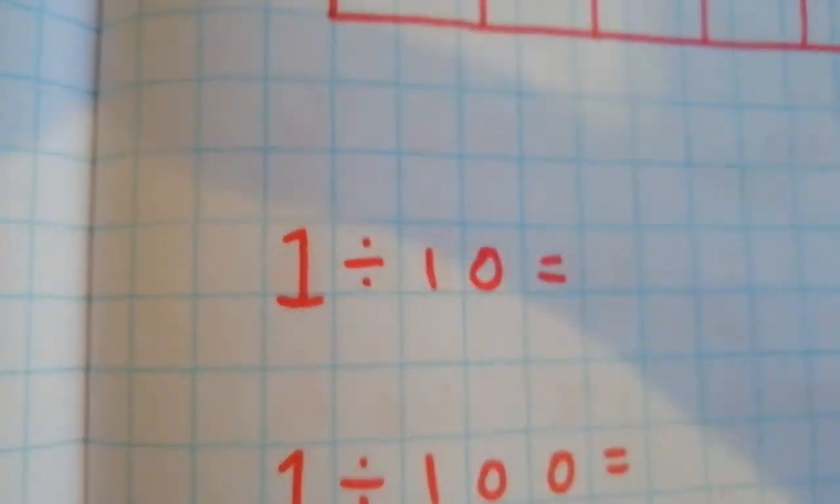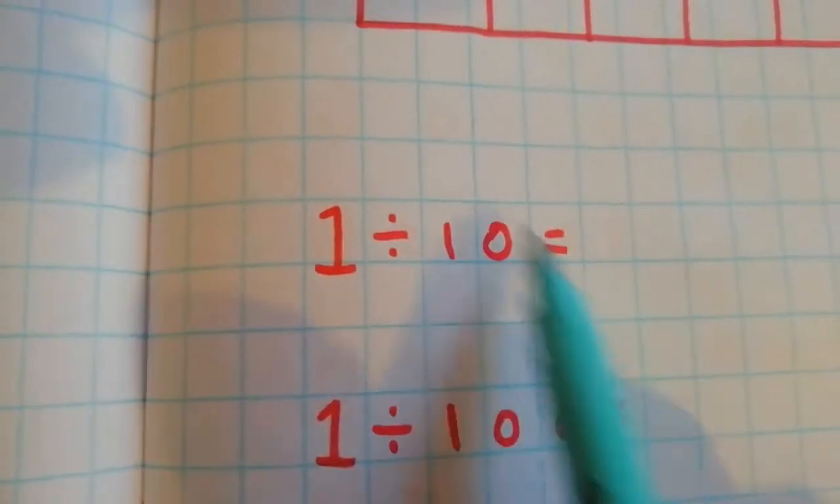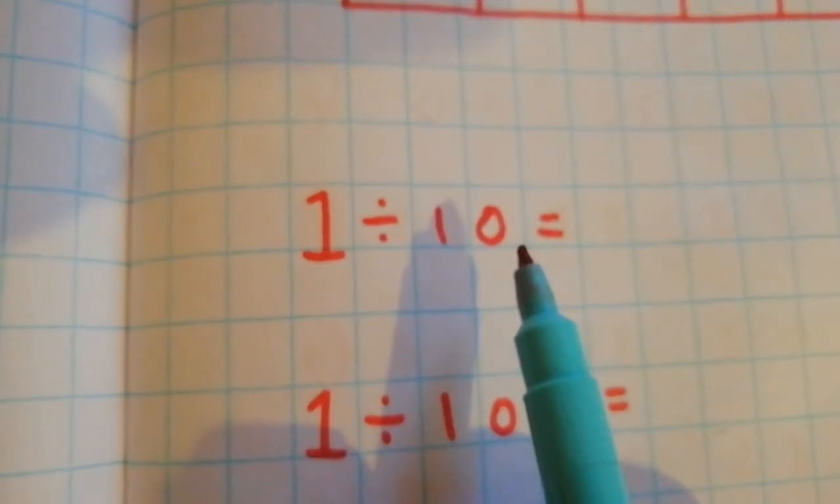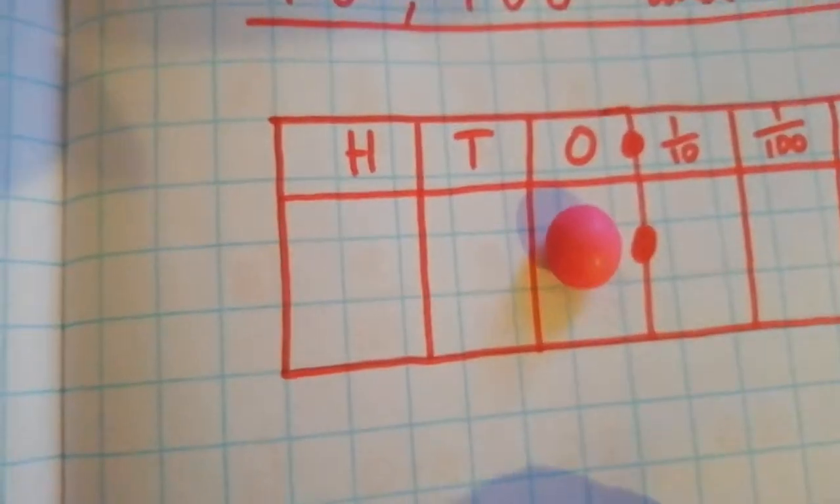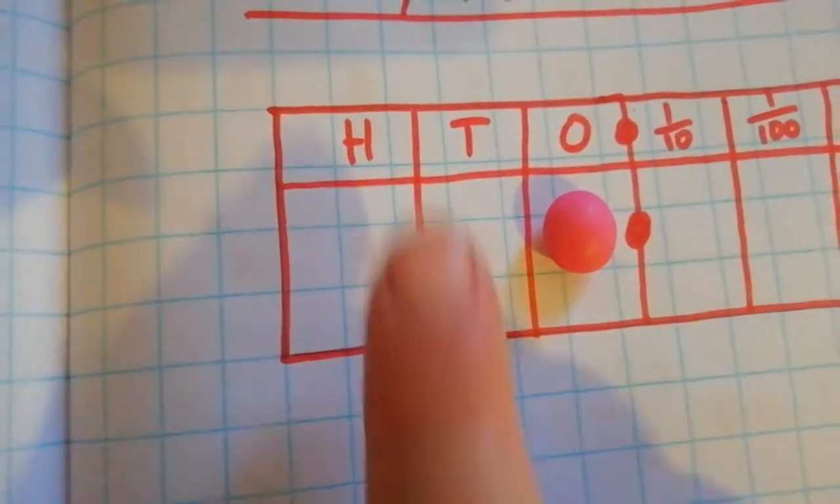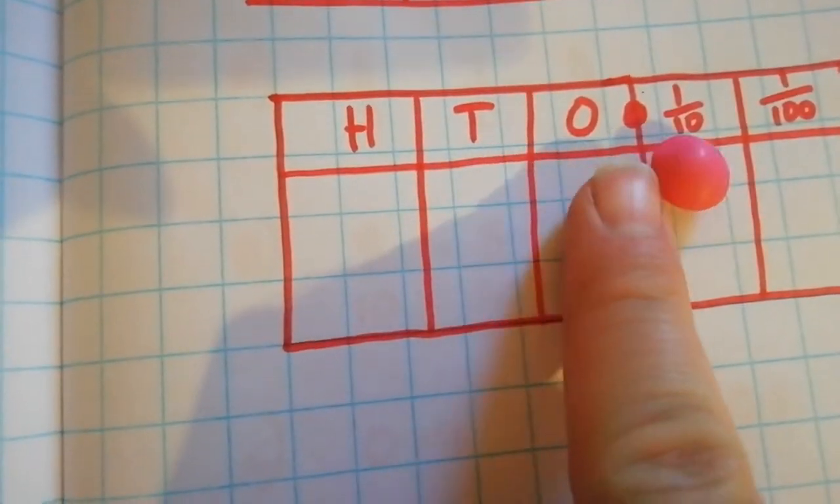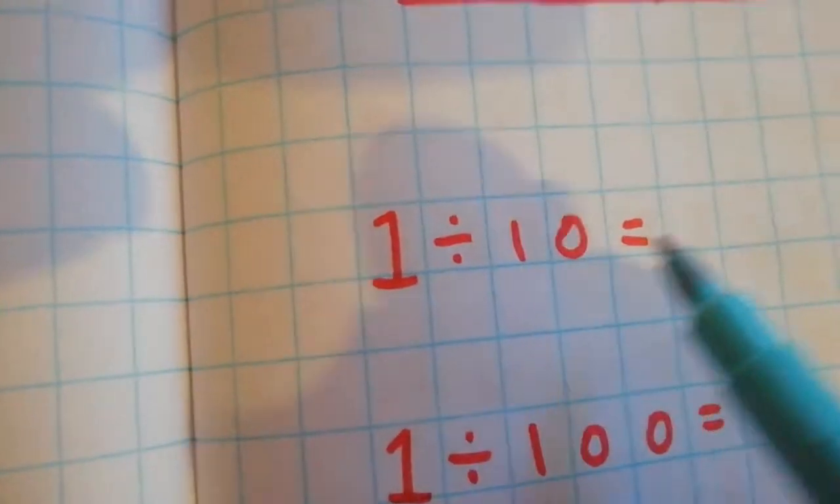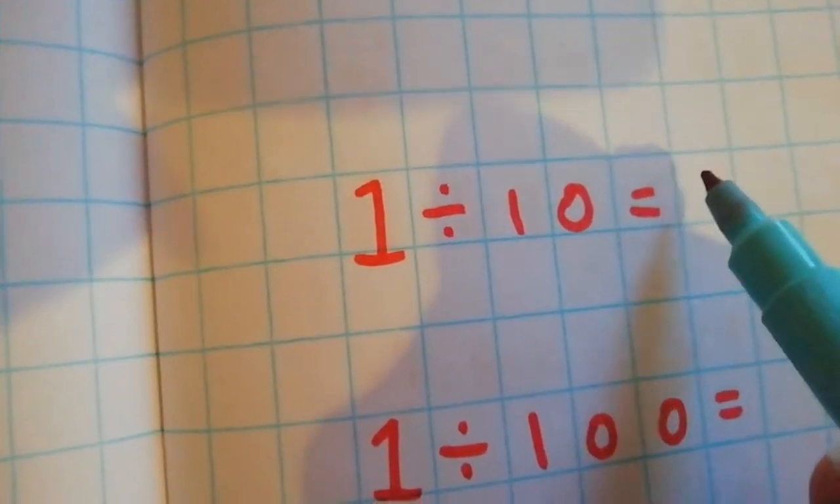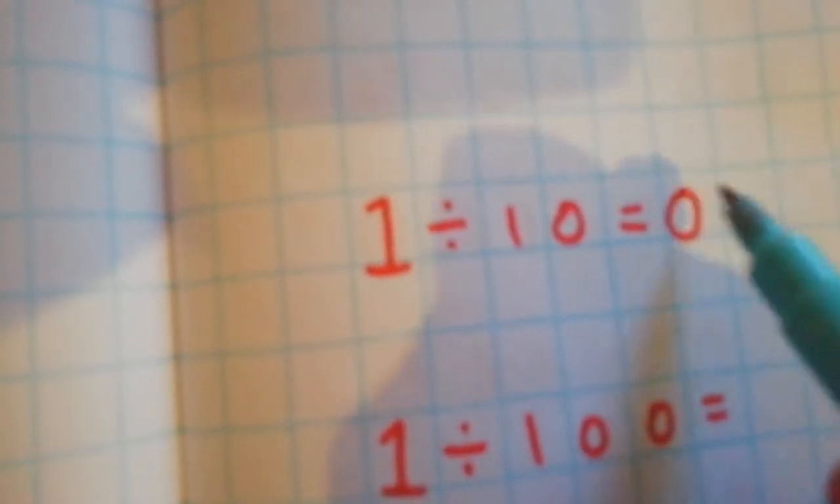Moving that into just numbers themselves, when I divide 1 by 10, just like we said on the chart, when we divide 1 by 10, it's going to move across one column like that. So we're going to have 0.1. So when I write that up, 1 divided by 10 gets me an answer of 0.1.